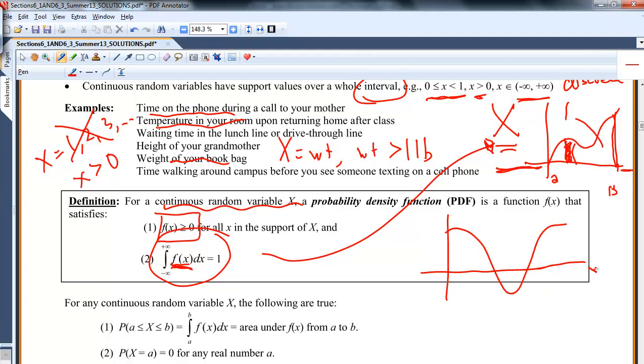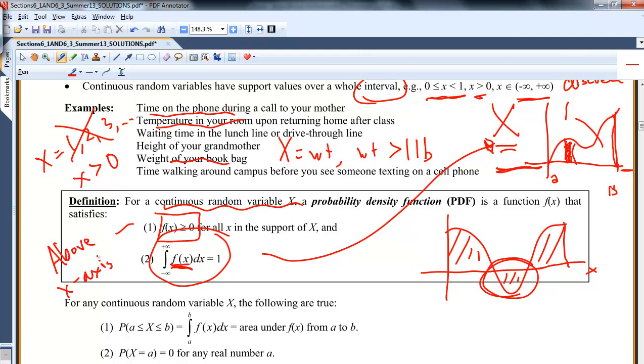This is the x-axis. Maybe in this area right here, I'm sure I could find values that make it integrate to 1, but this wouldn't make sense at all because you could have a negative probability. So I have two things with f of x. It better be always above the x-axis. That's what condition 1 is saying.